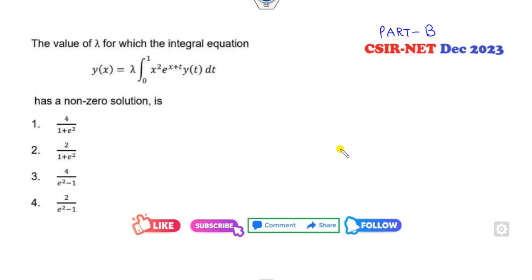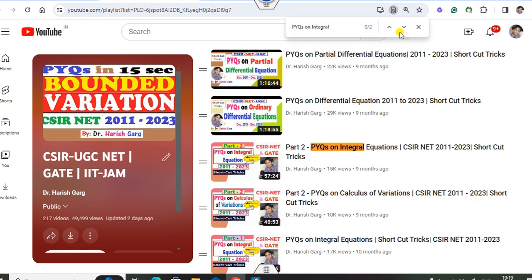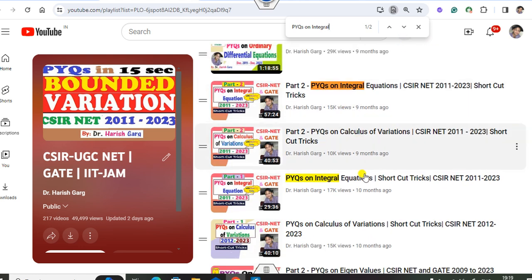Now, look at the first question, which is related to the integral equation. As I told you in all my previous lectures, your target is to convert this system into Ax = B, and then you can easily solve this question in 10 to 15 seconds. You can watch my lecture, available here, on PY questions of integral equations, these three lectures, and calculus of variations, and here you can solve today's lecture in a very simple manner.